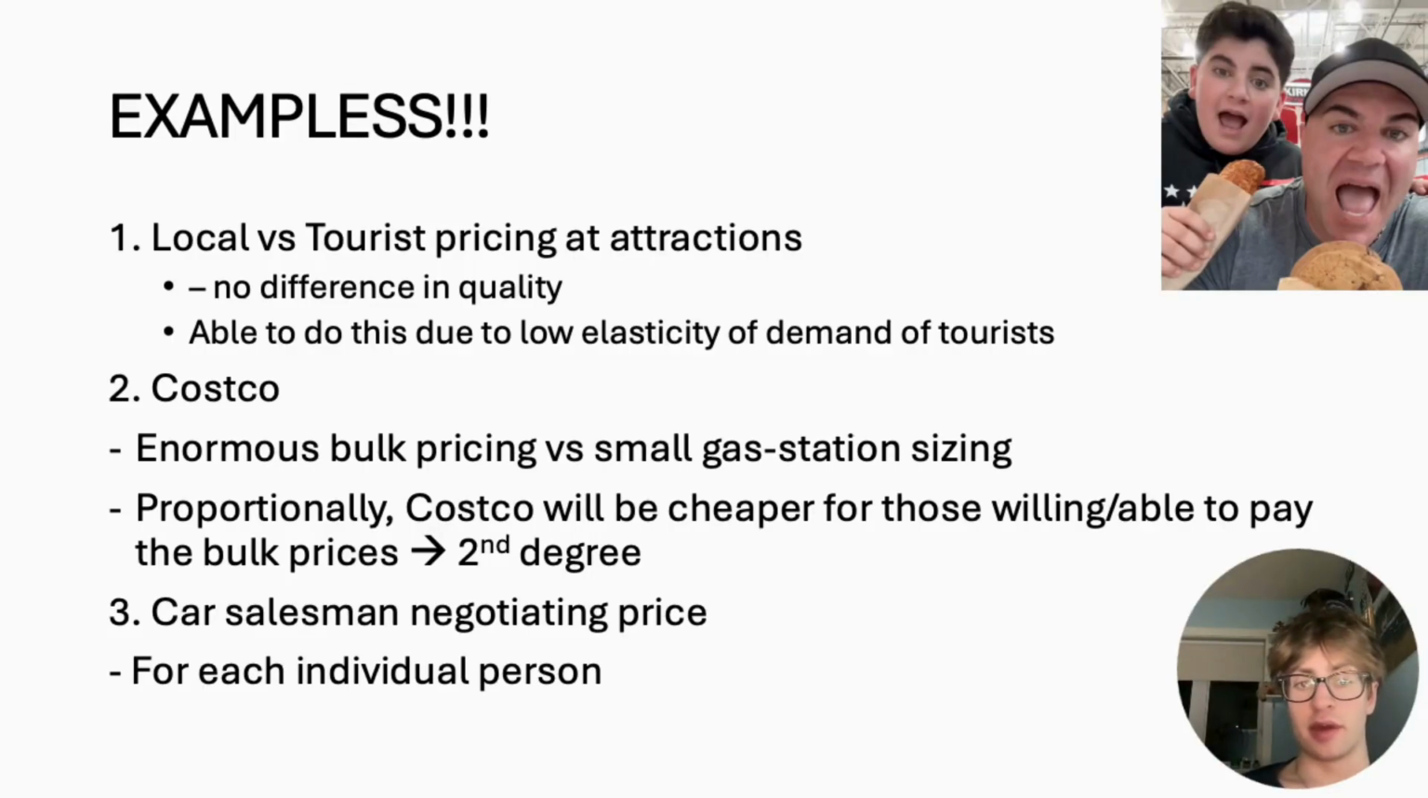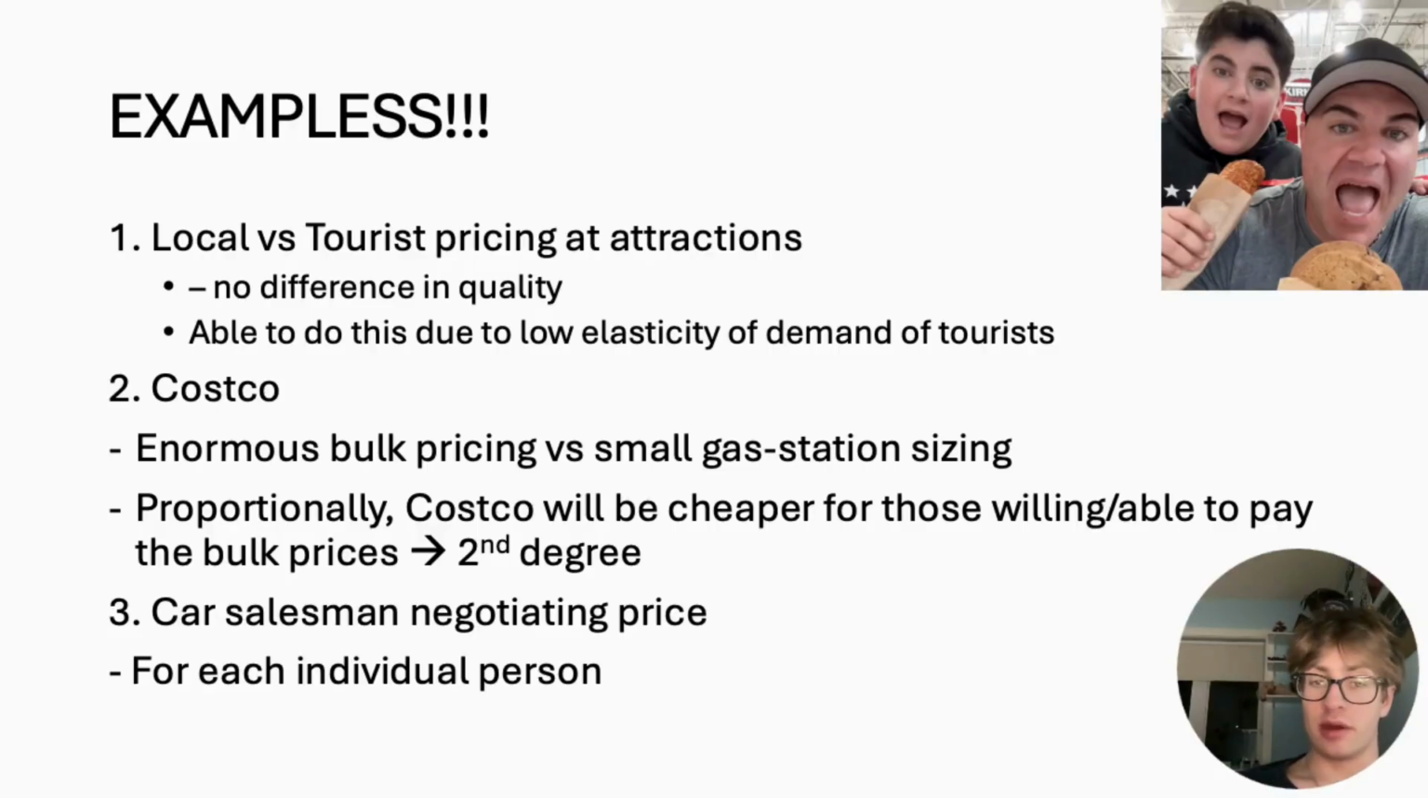We have a second-degree example, Costco. Imagine an enormous bulk bag of chips that costs $5 versus a small gas station bag of chips that also costs $5. So really, it allows consumers to put themselves in a group, and this will cause price discrimination. So Costco will be cheaper for those willing and able to pay the bulk prices versus those stuck at a gas station wanting a bag of chips.